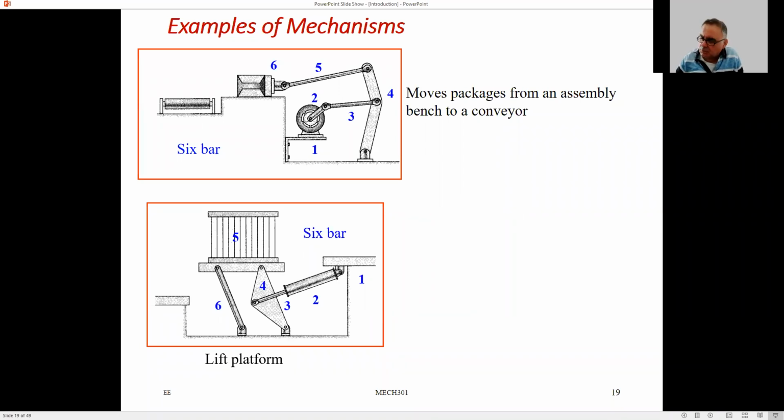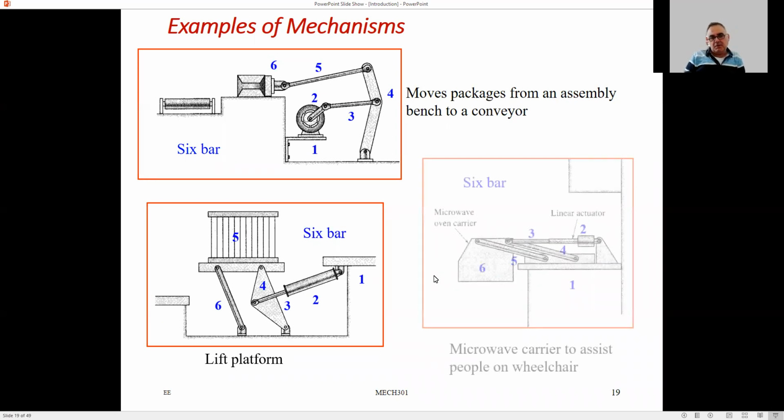So what does this thing do? It basically moves a box, let's say. Well, fifth is this thing. From one platform, this one at the top, let's say, to the one at the bottom. So that this motion takes the box from the, let's say, upper end and moves it towards the lower end. So it's a lift platform.